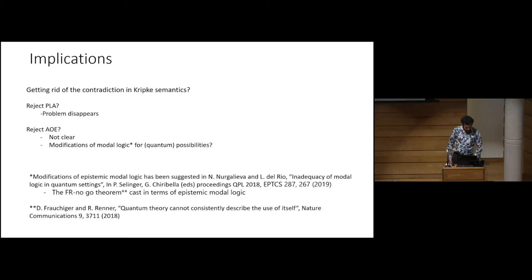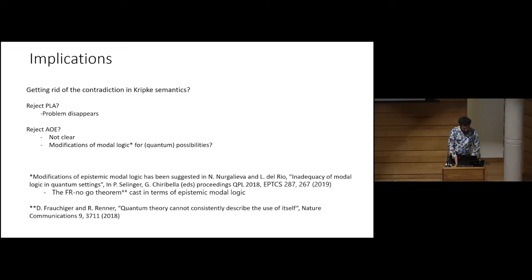And here I'd like to mention also this work from a few years ago by Nurgalieva and Del Rio, who tried to cast the Frauchiger-Renner no-go theorem in this epistemic modal logic. There are some similarities between the Frauchiger-Renner scenario and the scenario I showed you, both have multiple agents and so on, but the assumptions there are very different and deal with agents reasoning about others, so it's more about knowledge. But in any way, it's quite interesting that this maybe brings local friendliness a little bit closer to that no-go theorem by Frauchiger and Renner.